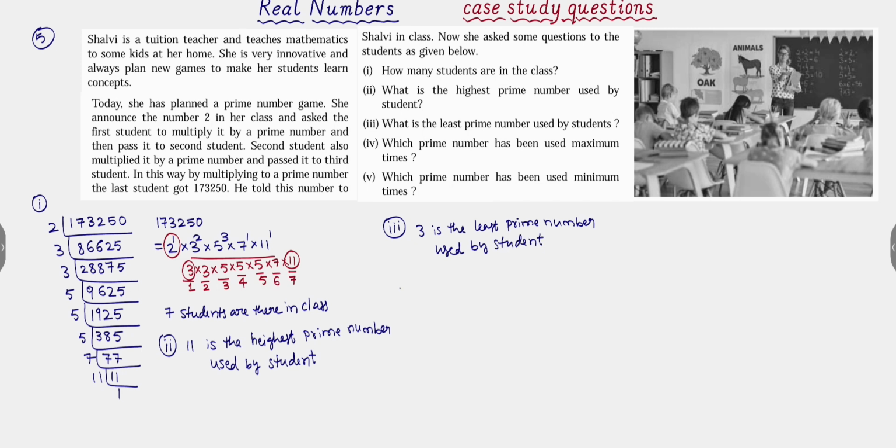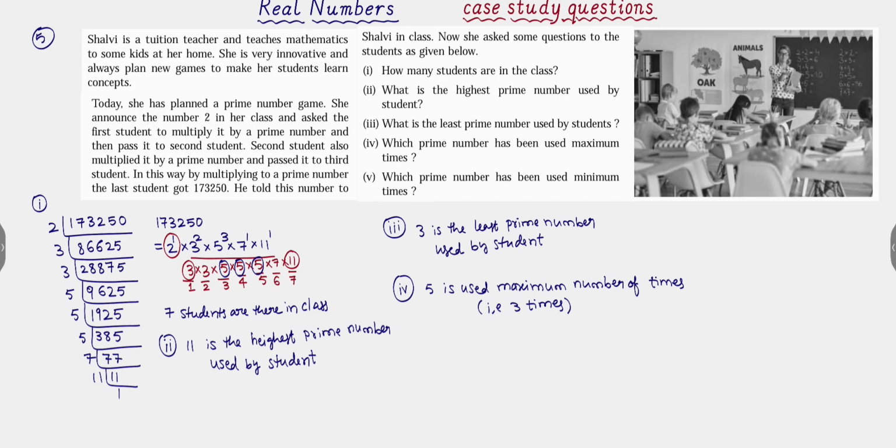Next, question number 4. Which prime number has been used the maximum number of times? 5, because 5 power 3 is there. 3 times it is used. So 5 is used the maximum number of times, that is 3 times.